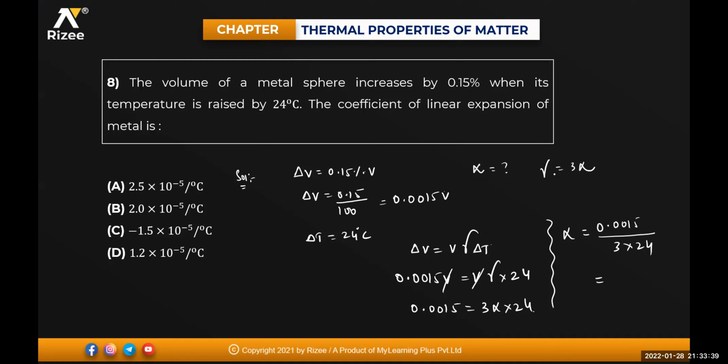Yes, I got it, sir. Yesterday I told you, no, alpha is to, beta is to, gamma is equals to 1 is to 2 is to 3. Yes, sir. So gamma is equals to 3 times of alpha. So in the place of gamma, I'm writing 3 alpha. Alpha is 0.0015 divided by 3 into 24. See how much I'm getting?